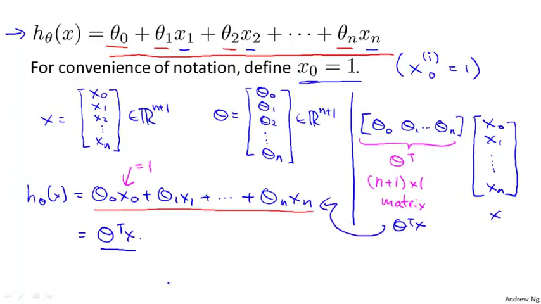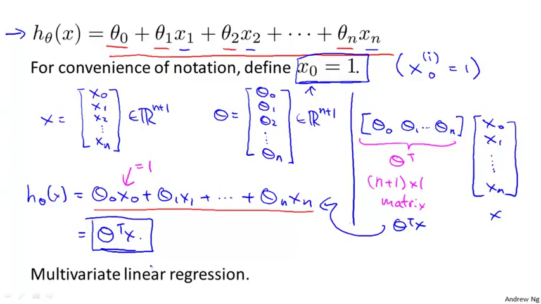This gives us a convenient way to write the form of the hypothesis as just the inner product between our parameter vector theta and our feature vector x, and it is this little extra bit of notational convention that lets us write this in this compact form. So that's the form of our hypothesis when we have multiple features. And just to give this another name, this is also called multivariate linear regression. And the term multivariate is just a fancy term for saying that we have multiple features or multiple variables with which to try to predict the value y.